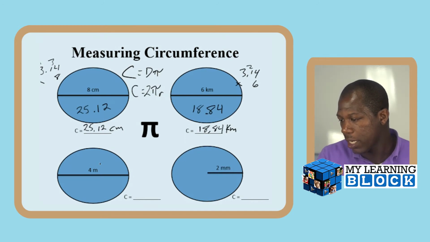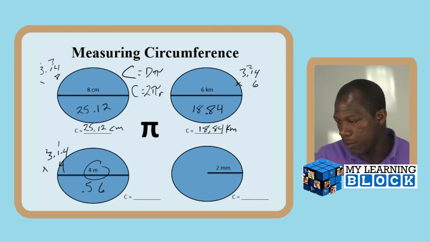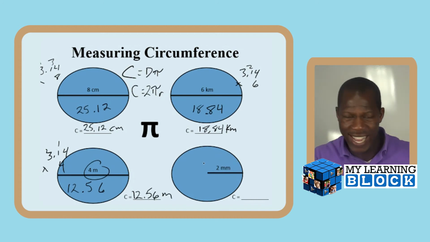We have 4 meters. So 3.14 times 4, 16. Carry my 1. 5. Decimal. Don't forget that decimal. Very important. 12. So 12.56 meters. And then last, yes, we have one with radius.